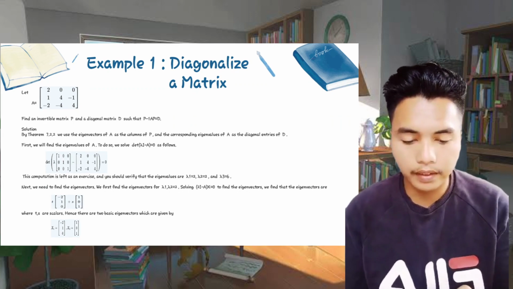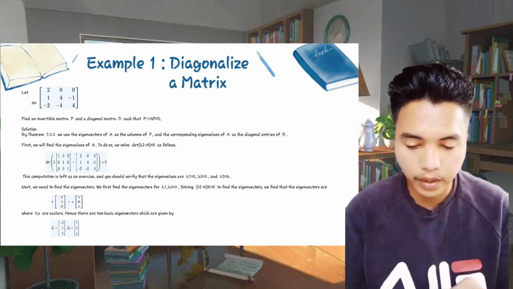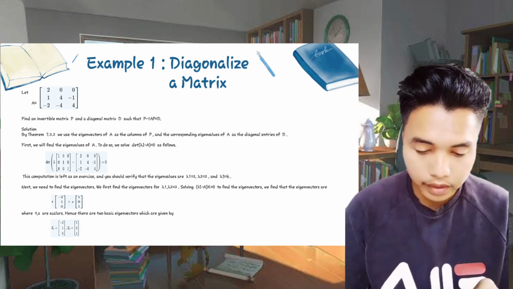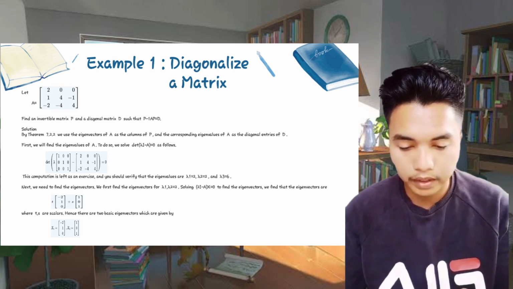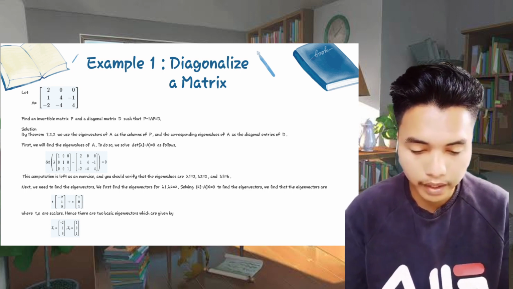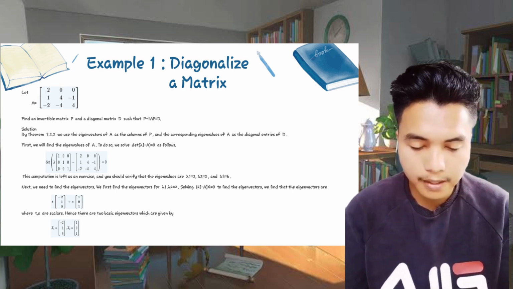Example 1, diagonalize the matrix with rows 2, 0, 0; 1, 4, negative 1; negative 2, negative 4, 4. Find an invertible matrix P and a diagonal matrix D such that P inverse AP equals D. Solution by Theorem 7.2.2. We use the eigenvectors of A as the columns of P and the corresponding eigenvalues of A as the diagonal entries of D.